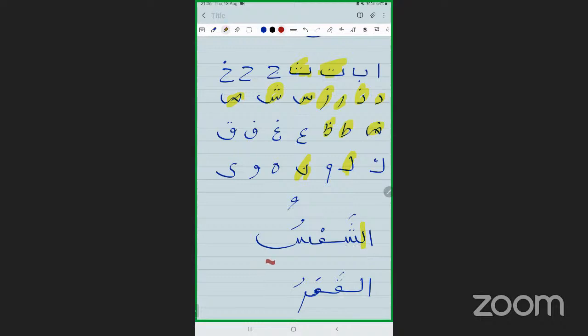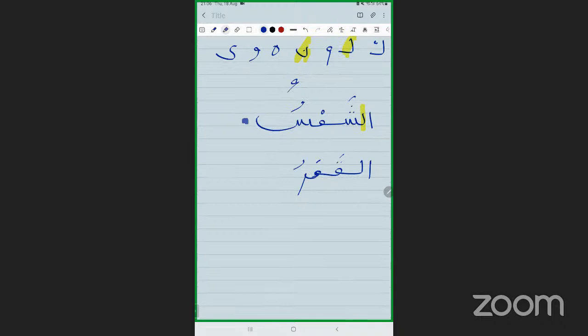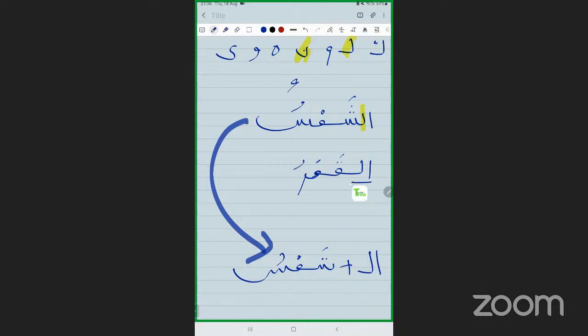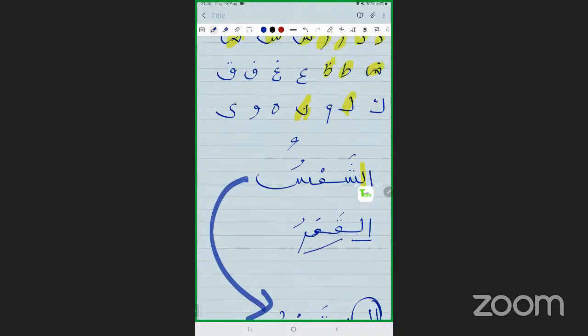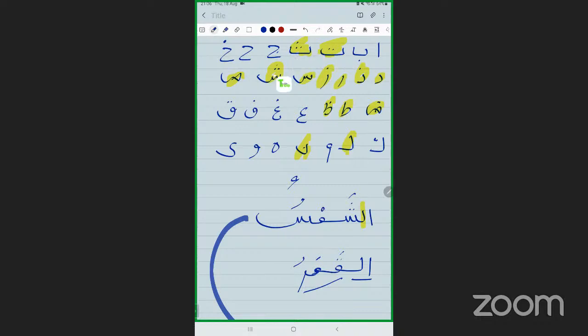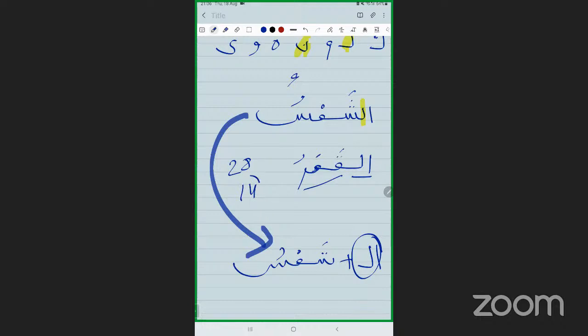Actually, what is written here? Let me show you, then I will tell you the story. What is written here? "Al" plus "shams." Right or wrong? Everybody? And here "al" plus "qamar" is written, right? This is how "al" is added here. So out of 28 letters, for 14 of them, the "al" is dropped. You remember this? Because of Shamsi letters and Qamari letters.